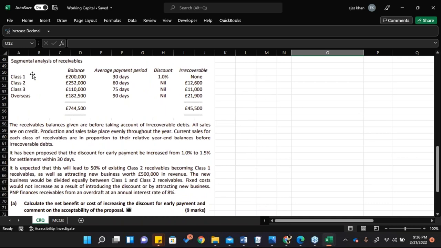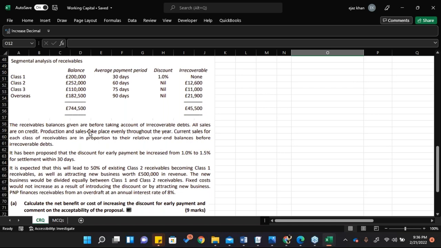They have divided their receivables into four parts: class 1, class 2, class 3, and overseas. Class 1 pay within 30 days, class 2 within 60 days, and class 3 within 75 days. Class 1 also gets a 1% early settlement discount, whereas there won't be irrecoverable debts in this class, but there will be bad debts in the other classes.